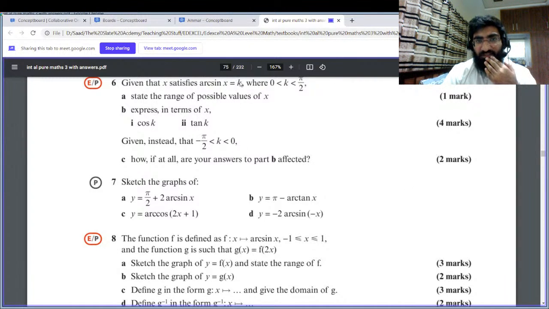When k is between 0 and pi by 2, 0 and 90 degrees, what are the possible answers that I can get for sine? The minimum value would be for sine 0, which would be 0, and the maximum value would be for sine 90 degrees, which is 1. Right. So this means that x has a value between 0 and 1. x satisfies this equation. There's a possible range. Isn't that what you just said? It's between 0 and 1. Okay. Express cos k in terms of x.